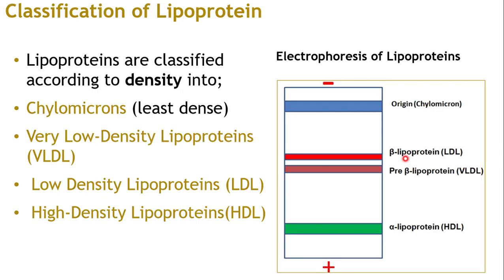Now for the analysis, the separated lipoproteins are analyzed to determine the relative amounts and to assess the risk of cardiovascular diseases. That is all about electrophoresis of lipoprotein. So what is the importance of this electrophoresis? It is a technique that helps in understanding the distribution of lipoprotein in the blood and can provide valuable information for diagnosing and managing conditions like cardiovascular diseases, of which we've talked about and I'll come to talk about again.